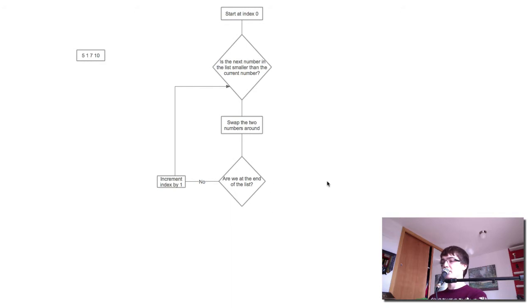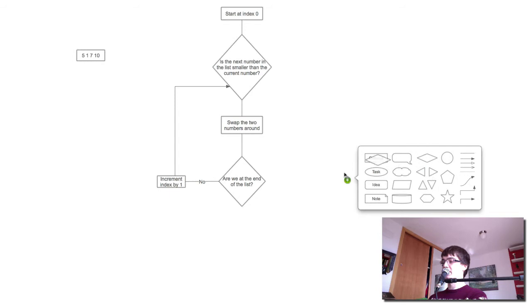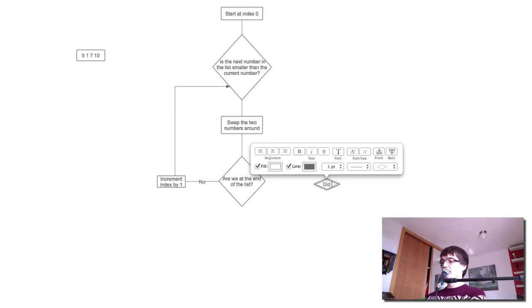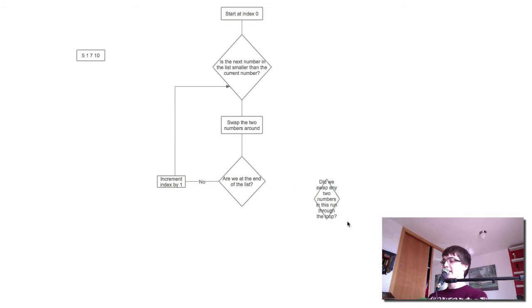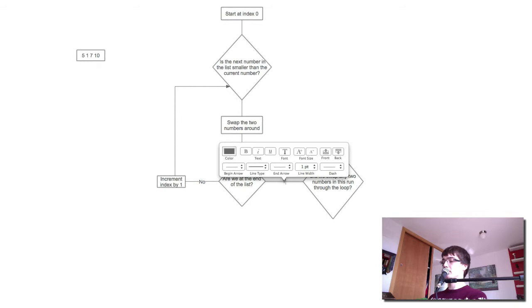If we are at the end of the list, we want to do one of two things. Let's see what we want to do. Did we swap any two numbers in this run through the loop? What this question is asking is, from starting at index 0 until we got to the end of the list, have we swapped any two numbers? If we have, then we are not sure if we've already finished sorting the list.